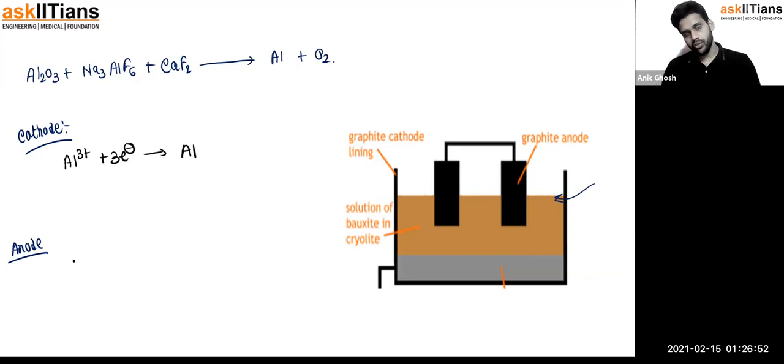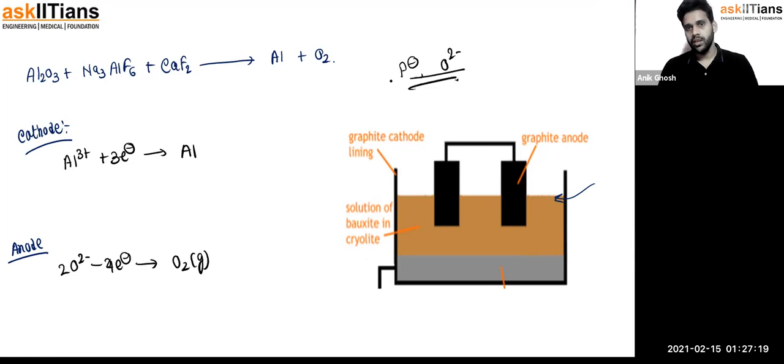And at the anode, 2O2- is leaving, releasing 4 electrons to give you oxygen gas. So this is the entire reaction. I have written over here that the competition was between F- and O2-. So O2- would definitely win in this. This is how you are going to do it.